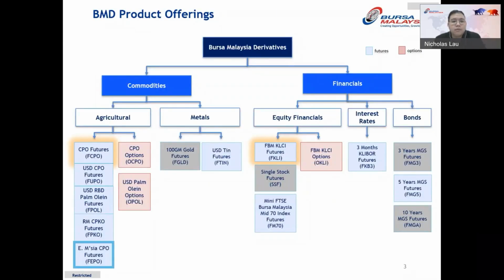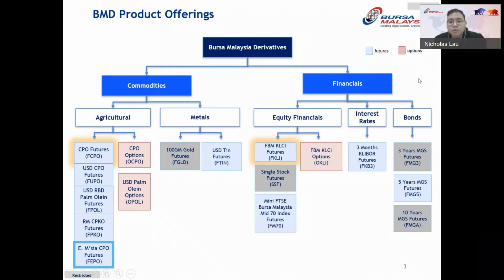This is a snapshot of the product offerings that we have here on BMD. So we have under commodities, the agricultural and metals products. And then on the other side, the financial products, we have the equity, interest rates, as well as bonds. So today's focus will be on the FCPO and the FEPO. But of course, our other flagship product, which is under the equity financials, is the FBM KLCI futures, or FKLI for short.